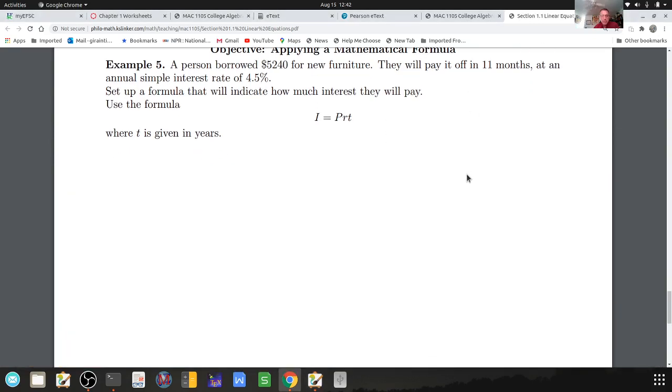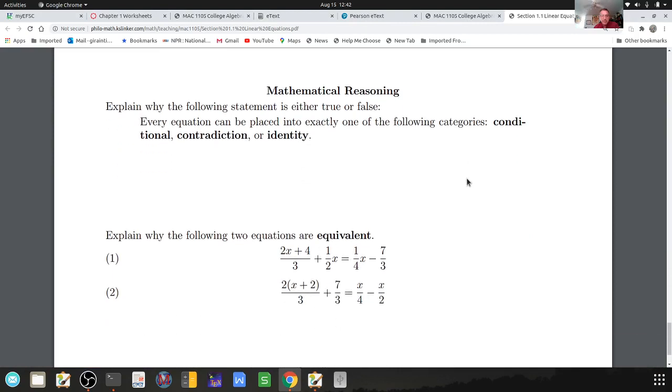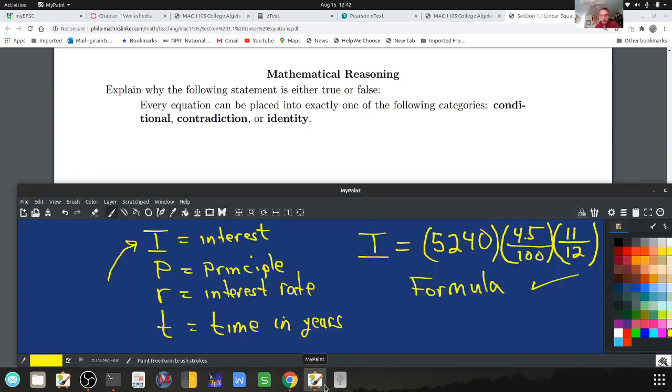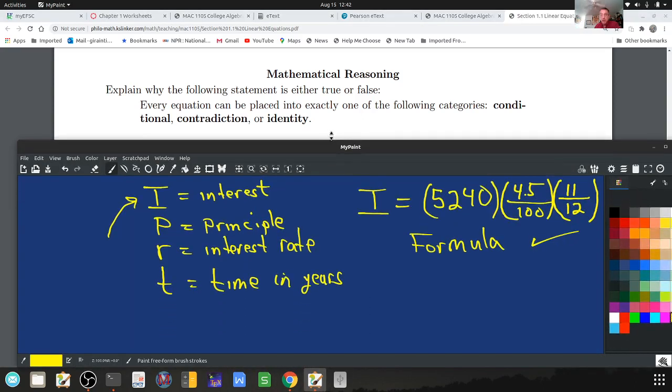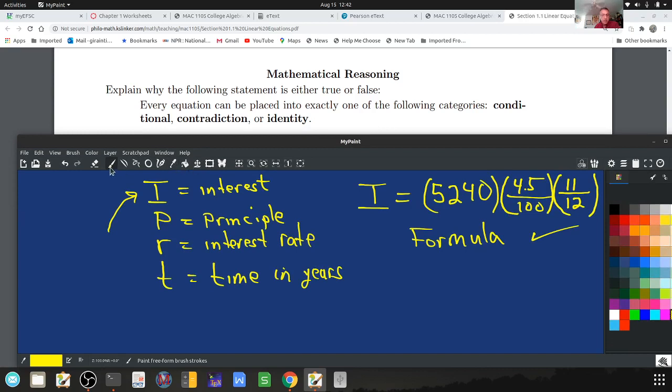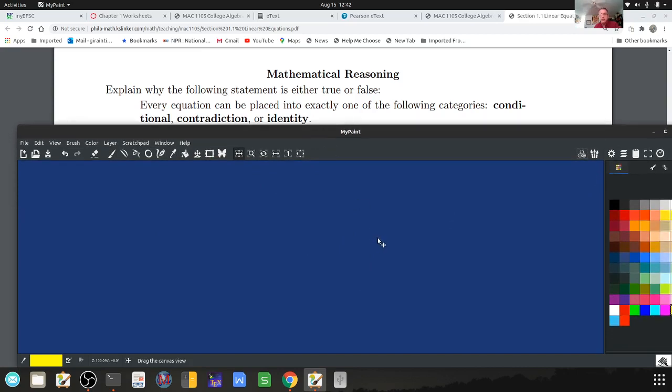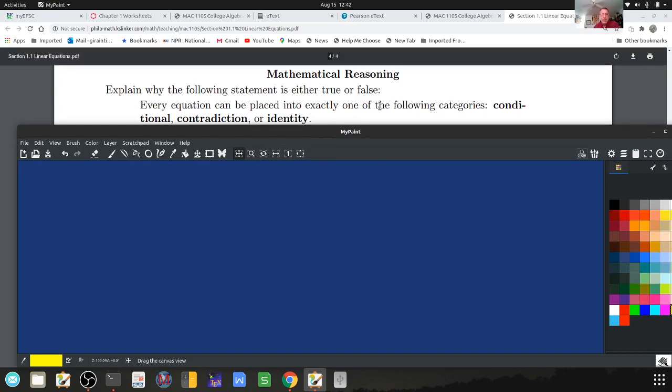One last thing, which is some mathematical reasoning. And this will probably be on the exam. I'll have to talk to you all about this. I want you to understand the reasoning behind mathematics. Mathematics is far more than just solving equations. Solving equations is really important, but in grad school, I hardly ever solved equations. We used mathematical reasoning. So explain why the following statement is either true or false.